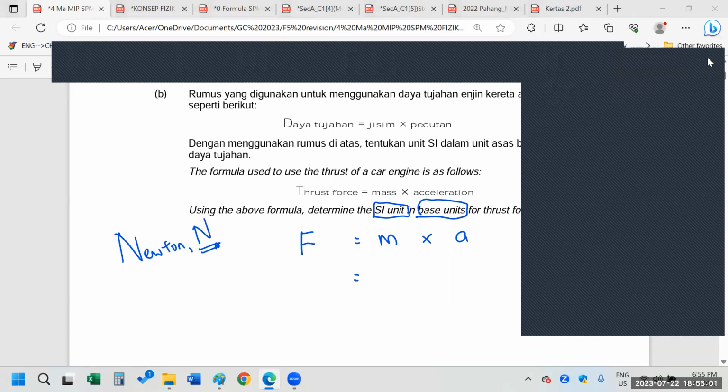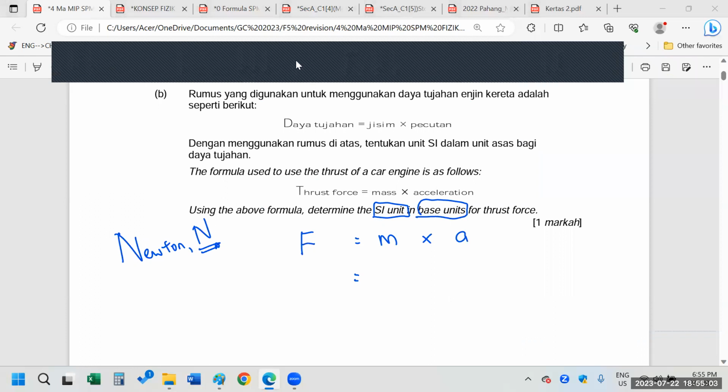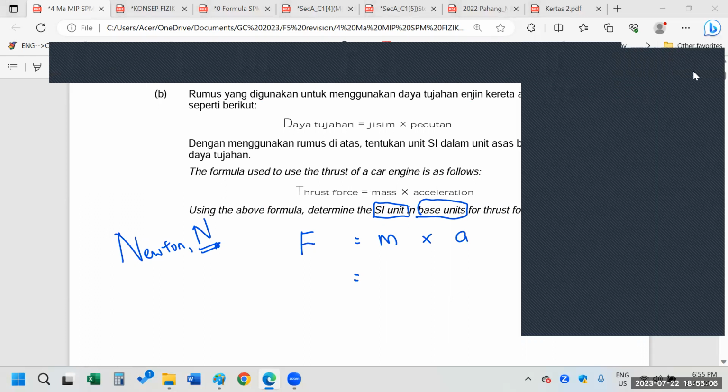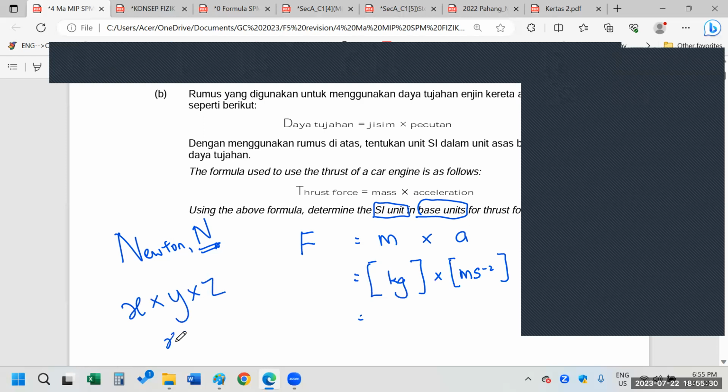We want the base units. So now, normally what we do is we find out the unit for mass. It will be kg, kilogram. What is the unit for acceleration? Meter per second per second. So you combine them like you combine x, y, z. So it will be kg meter per second squared.